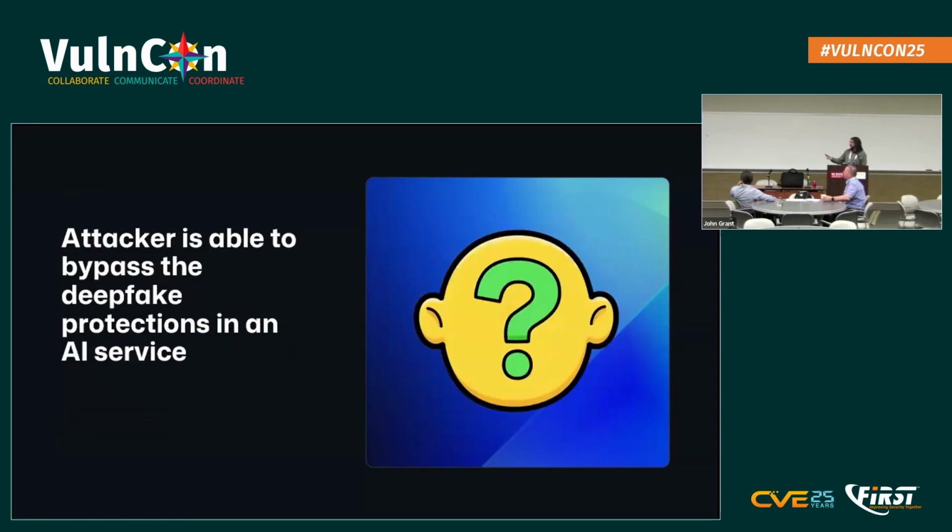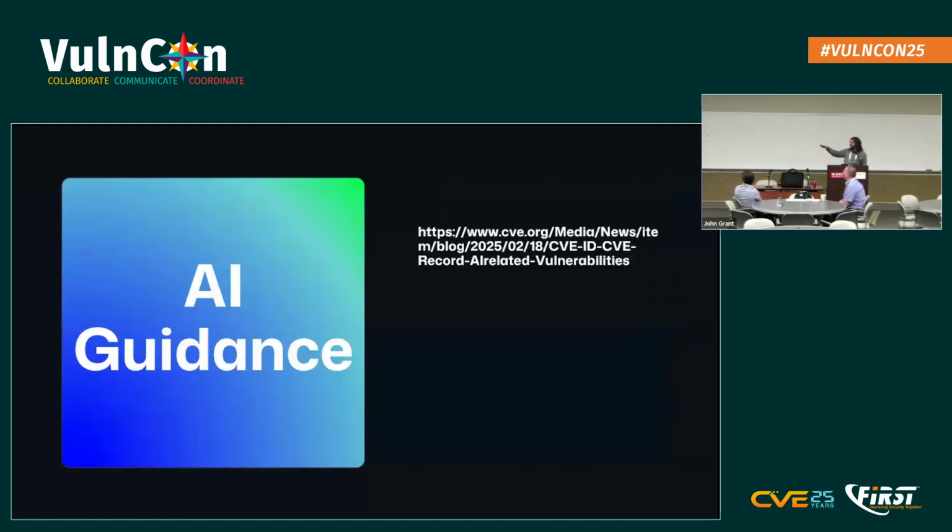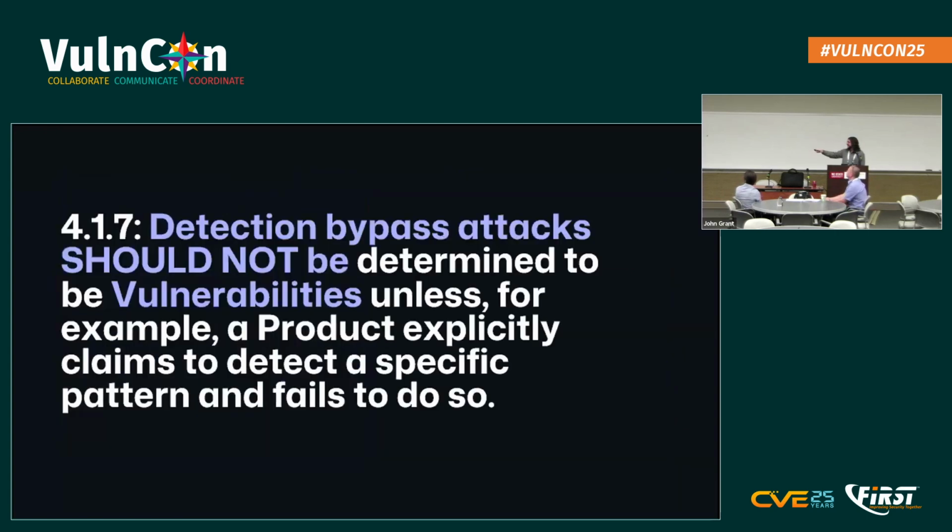An attacker is able to bypass the deepfake protections in AI services. We have mixed opinions here. I say no. There is a blog post on AI guidance that CVE recently put out, which specifically emphasizes a rule about vulnerability scanners: if they miss something, you can't expect them to get everything. And this kind of falls into that category.